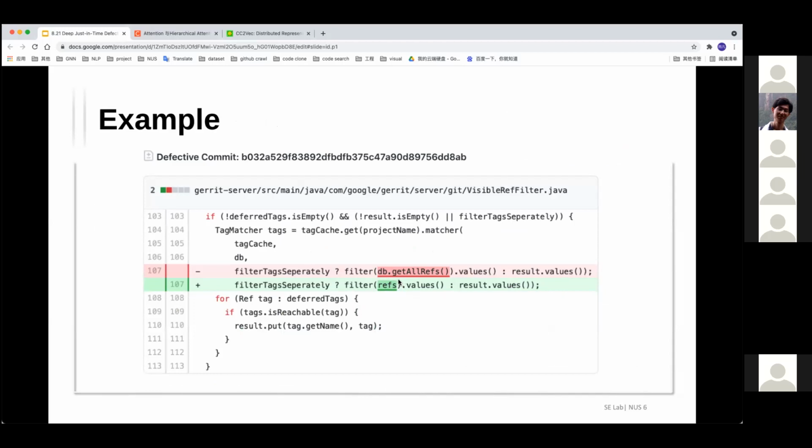Because it has history. Yeah, and how do I know the history is not a bug? I'm just saying that if we ask people, is this a bug or is this a fix, everyone will answer 50-50%. Yeah, maybe. Or there's another chance that the semantics does not change. Maybe the DB getAll references is exactly the set of references. It may be just refactoring.